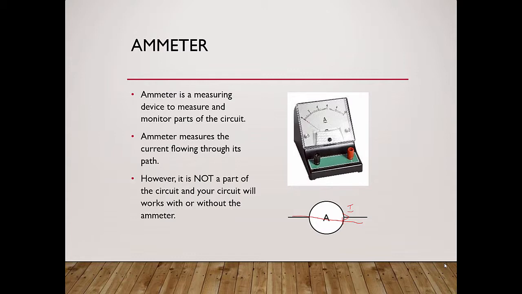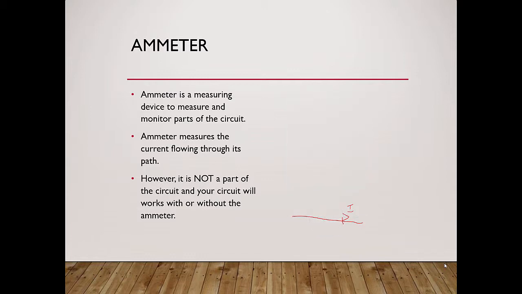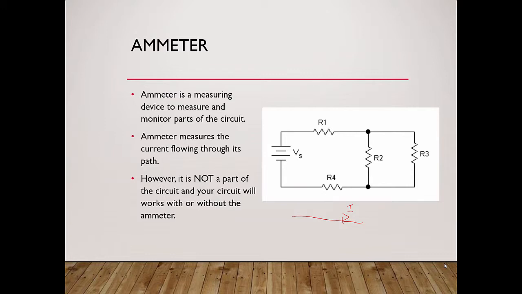However, it is not part of the circuit, and your circuit will work with or without the ammeter. So generally, if you have a circuit like this, you don't need to include the ammeter. Okay, but of course, if you want to find out what is the current that's flowing in this particular resistance, you have to insert an ammeter over here. And how do we connect the ammeter? That's what we are going to explore in this lesson.